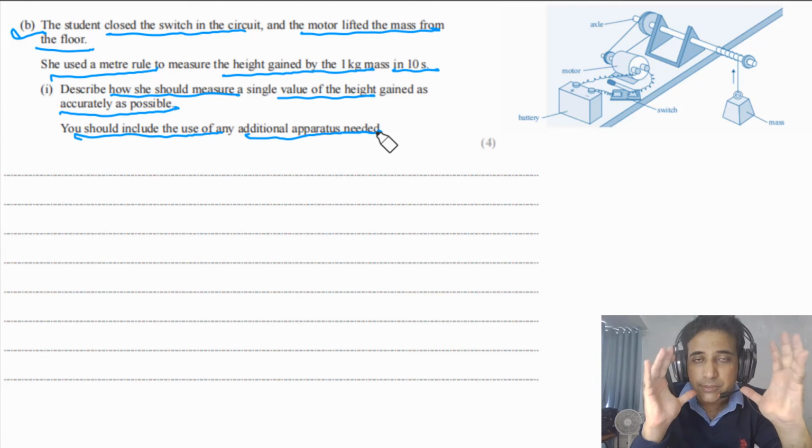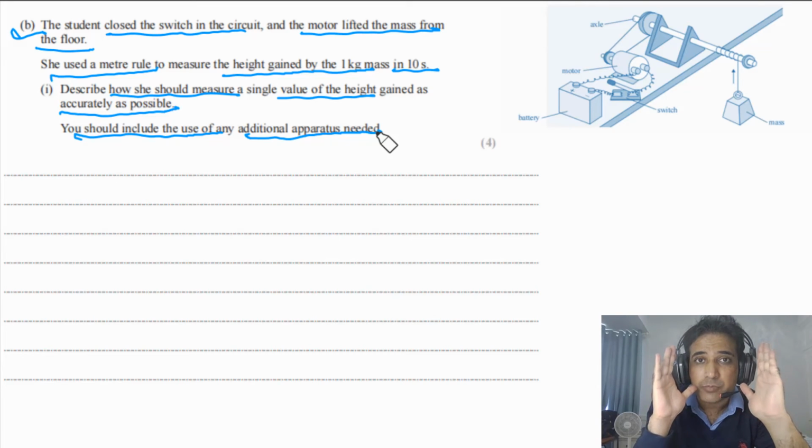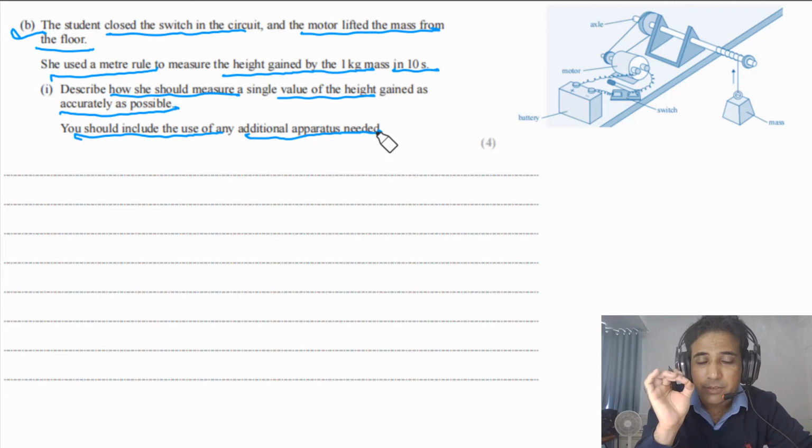Now, before we answer this question, you need to just imagine you are doing a real experiment. How can you find the height gain? You have to first of all think about this one. So this is the best way to answer tricky questions. Now let me explain how we can find the height of this mass.